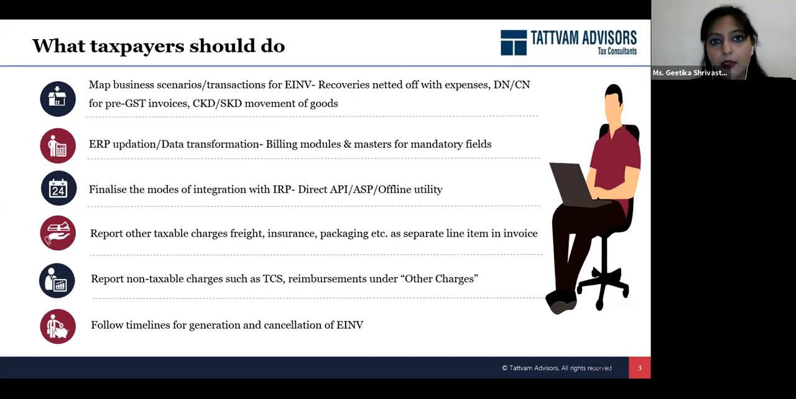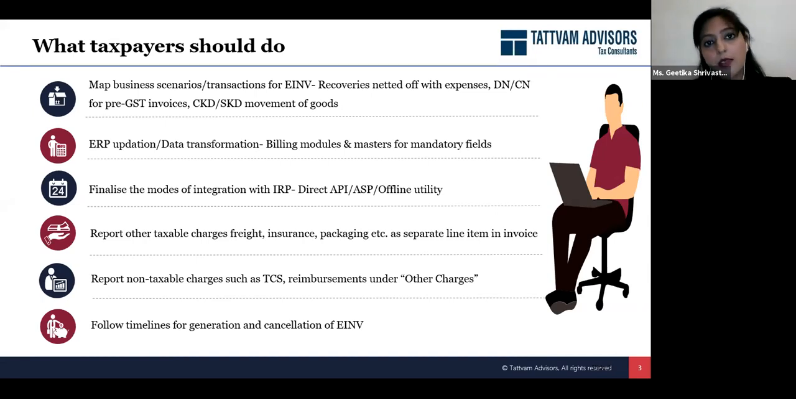Then there were some other unique transactions which came to our knowledge or attention, that there are TCS charges which are being collected under the Income Tax Act. And also there are some pure agency charges, reimbursements, etc. Now the question comes that these charges, we all know, are not taxable under GST. So how have these to be reported on the portal?